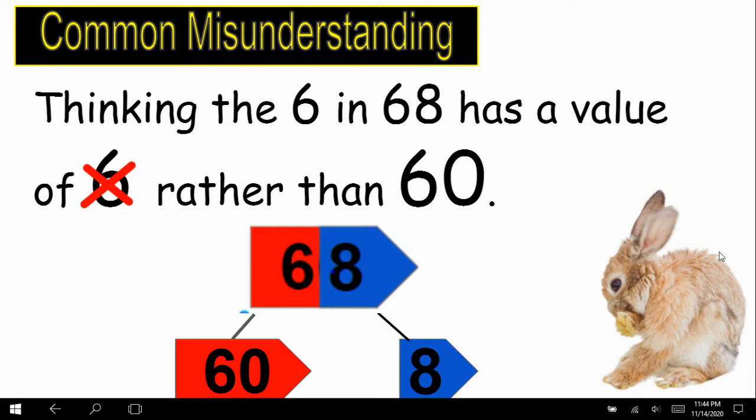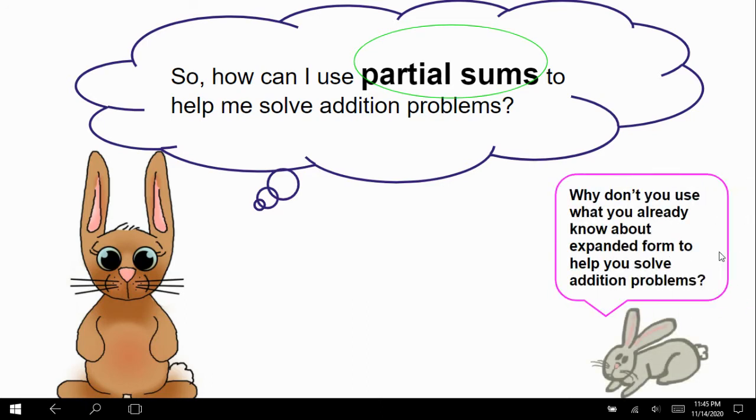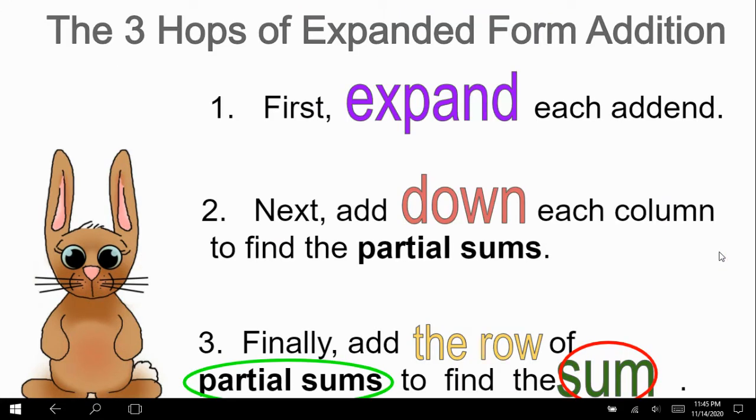We can pull apart numbers to find their value. So how can I use partial sums to help me solve addition problems? Why don't you use what you already know about expanded form to help you solve addition problems? Oh, that's a good idea. So we can use the 3 hops of expanded form addition as a strategy to help us solve addition problems.